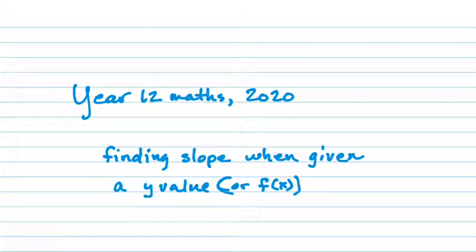So here we go. Today we're going to look at how to find the slope when we don't know what x is. We're given the y value, and remember another way of saying y is saying f of x. f of x and y mean exactly the same thing, right? So we're going to look at the process for finding the slope when we have other information. Because last time we found it when we had the x values.